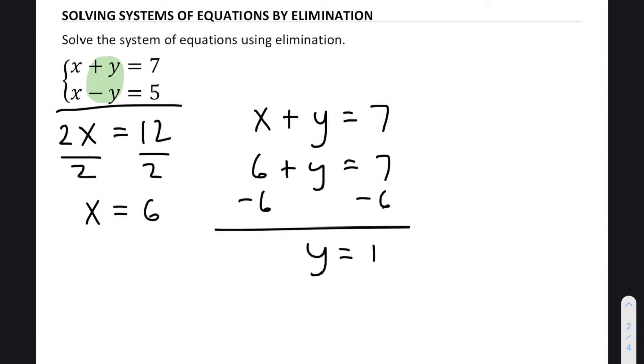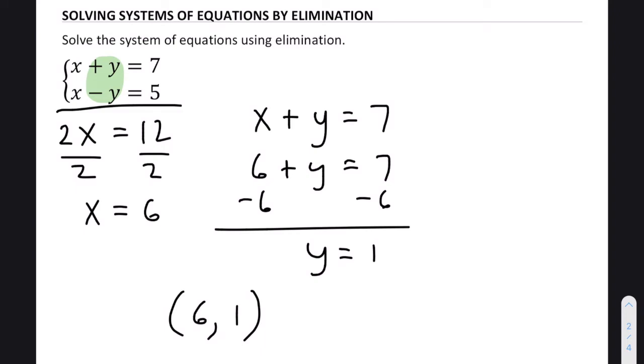And just like with every other type of systems of equations problem, we want to write our answer as a point, so we're going to write it as (6, 1). And this one's fairly easy just to look at and confirm that it's correct. If we look at the first equation, 6 plus 1 equals 7. And then the second one, 6 minus 1 equals 5. So we know for sure that that is the correct answer.